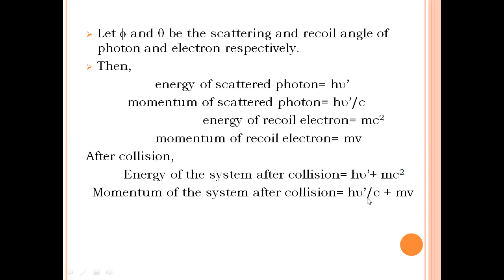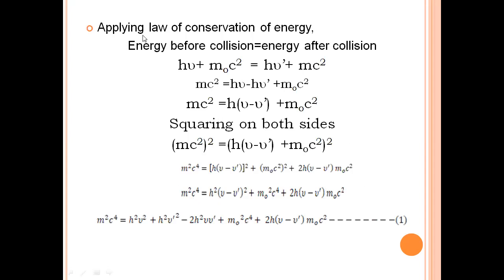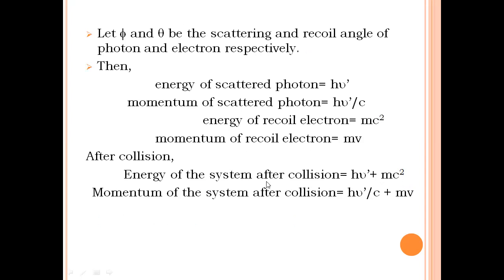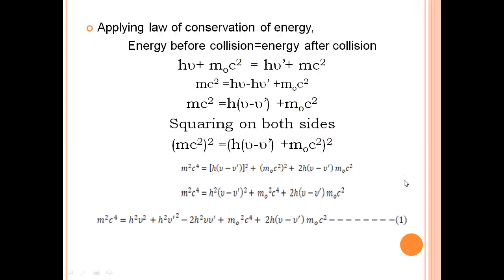Now let us apply the law of conservation of energy to the system, which states that energy can neither be created nor be destroyed. So energy before collision is always equal to energy after collision. From the previous slides, you had two expressions for energy of the system. Before collision it is h nu plus m naught c square, and energy of the system after collision is h nu prime plus mc square. So substituting these two equations in the law of conservation of energy, we get h nu plus m naught c square is equal to h nu prime plus mc square.